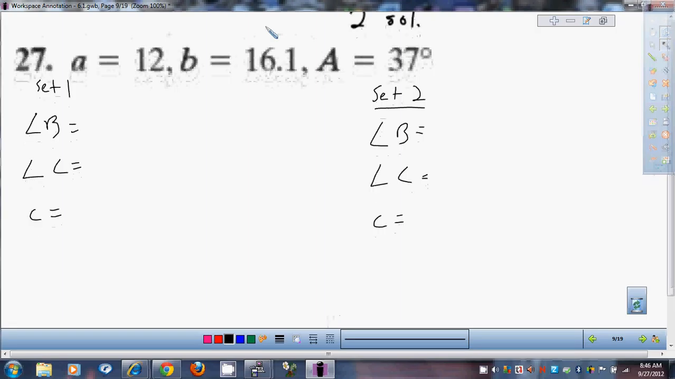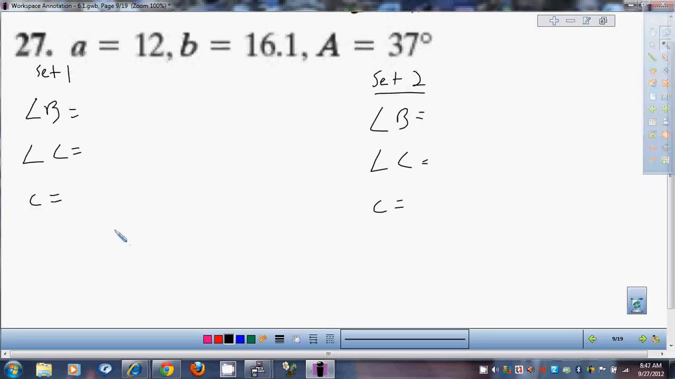So, here we go, just like the last one. Sine of 37 over 12 equals sine of B over 16.1. Cross multiply.